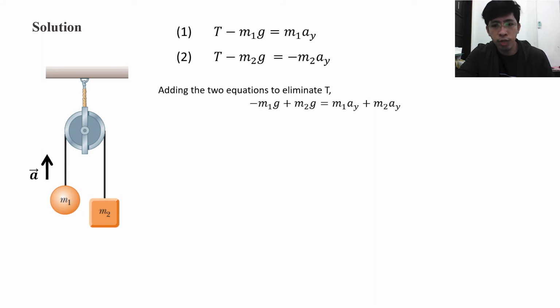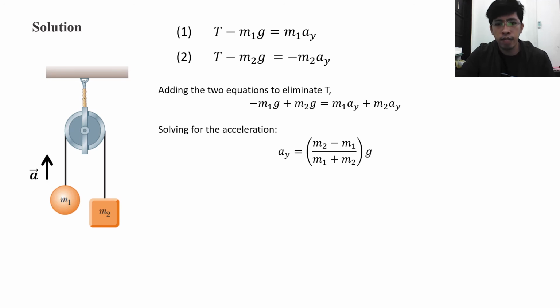So if we do that, you have minus m1g plus m2g, that is equal to m1ay plus m2ay. Solving for the acceleration, you have ay is equal to (m2 minus m1) over (m1 plus m2) times g. And you can verify that one from the equation above.